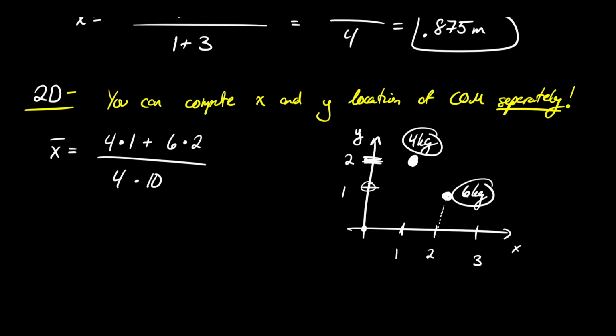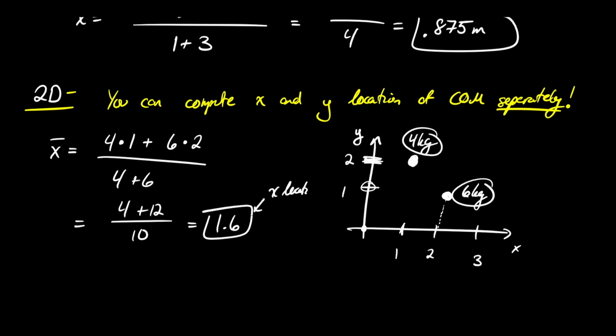Oops, sorry, 4 plus 6. Let's see, this is 4 plus 12 over 10, and if you punch this into a calculator, you're going to get 1.6. And again, this is the x location. We haven't found where it is along the y direction yet.